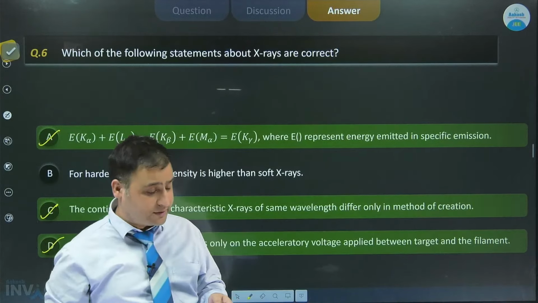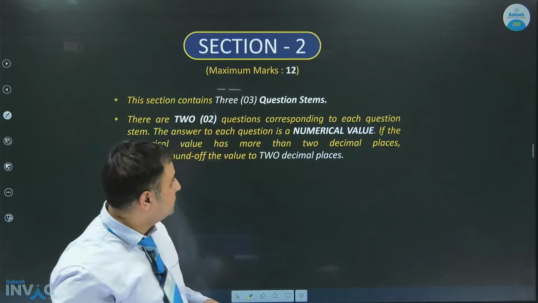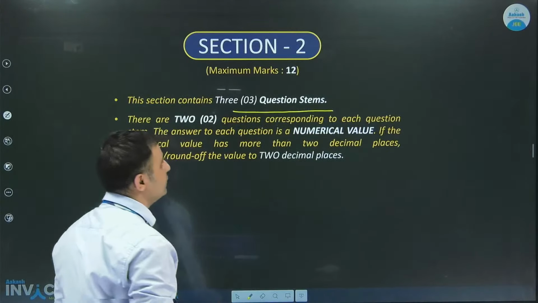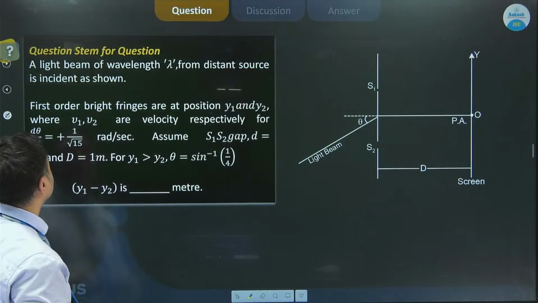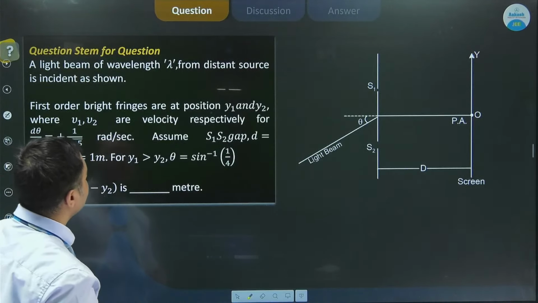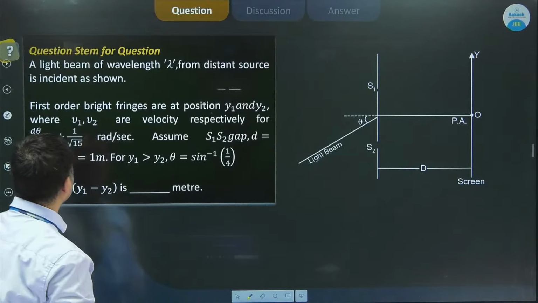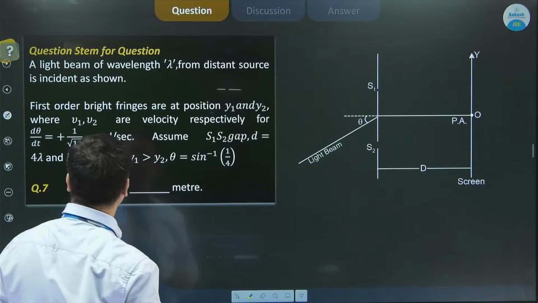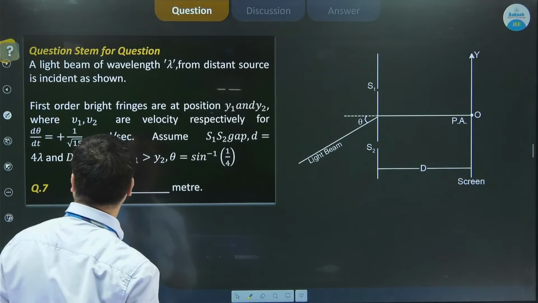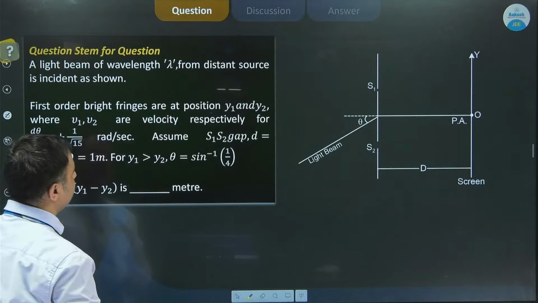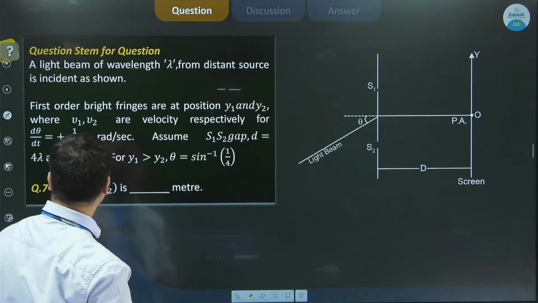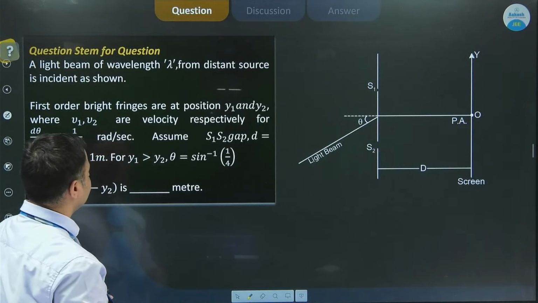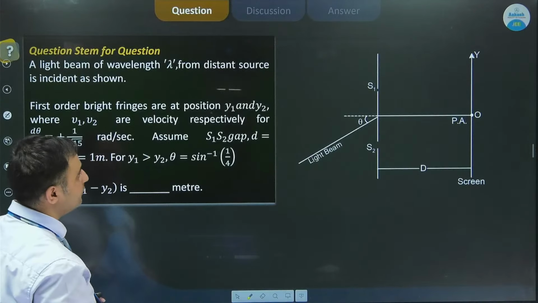Now let's move on to the next question. In this section we have 3 question stems. A light beam of wavelength lambda from a distant source is incident as shown. First order bright fringes are at positions y1 and y2, where v1 and v2 are velocities respectively for d theta by dt. Assume S1 S2 gap small, d is 4 lambda, D is equal to 1 meter, and y1 is greater than y2, theta is this. Find the value of y1 minus y2.